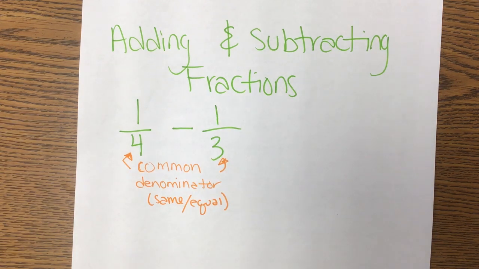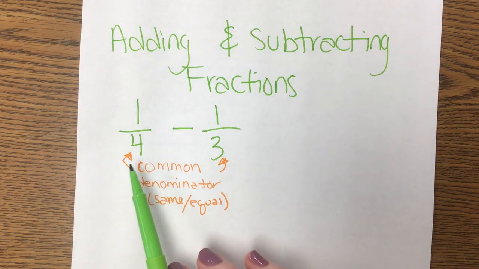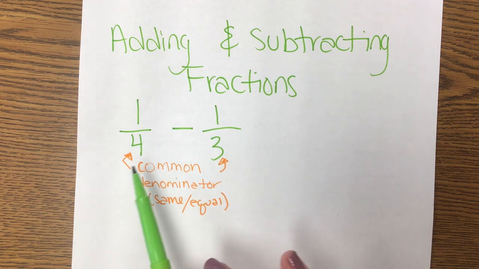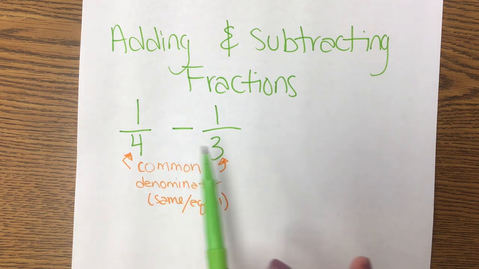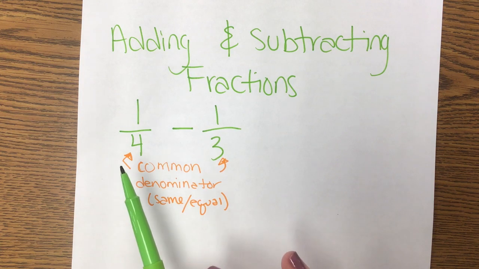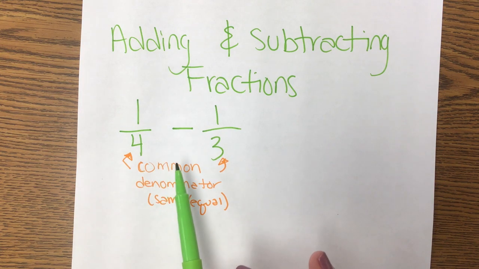So we know that 4 and 3 are not the same. We need to think about how we can get these two numbers to be the same, to be in common. Well, there's no way to get 4 to equal 3 or for 3 to equal 4. We cannot multiply by 3 to get to 4, at least by a whole number.